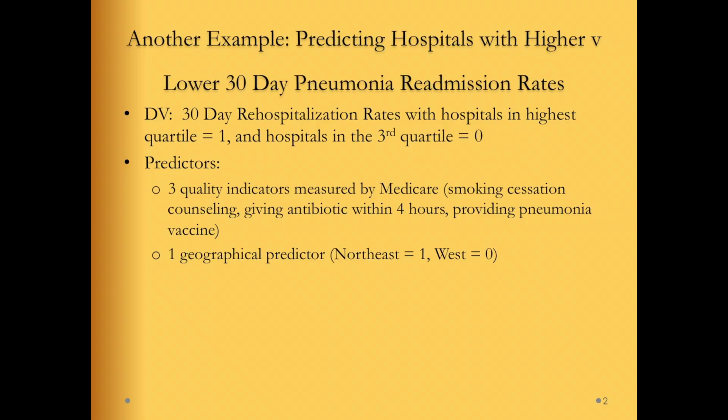We will use predictors we used when looking at these data in previous presentations. We will use 3 quality indicators used by Medicare, and these are the percentage of clients receiving smoking cessation counseling, the percentage of clients given antibiotics within 4 hours of admission, and the percent of patients receiving pneumonia vaccine. We will also include a geographical predictor that will contrast hospitals in the Northeast scored 1, our target group, with hospitals in the West scored 0, our reference group.